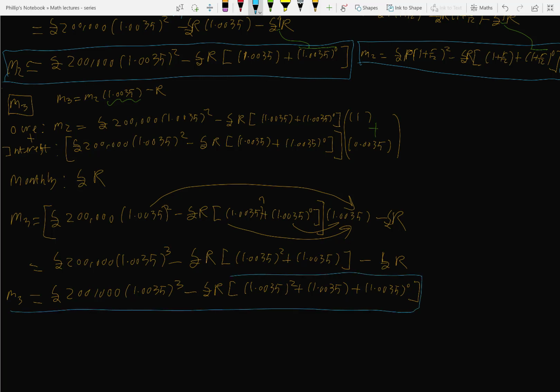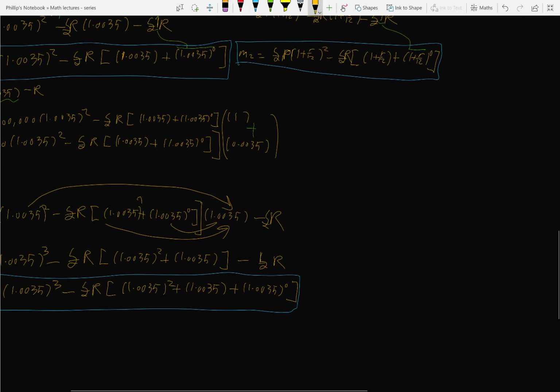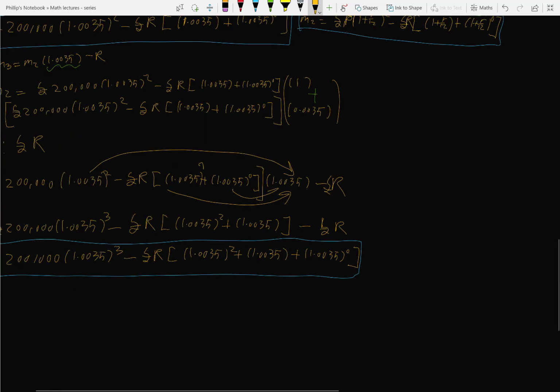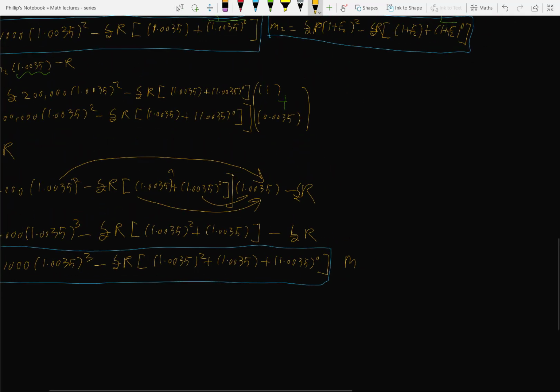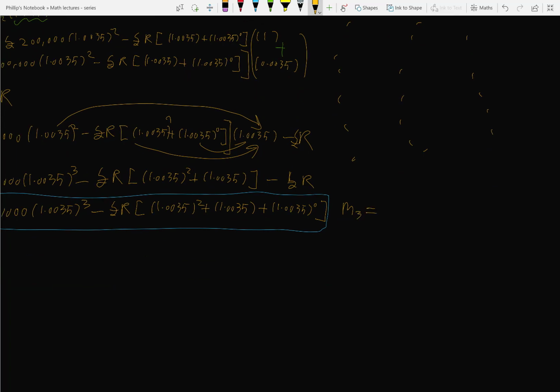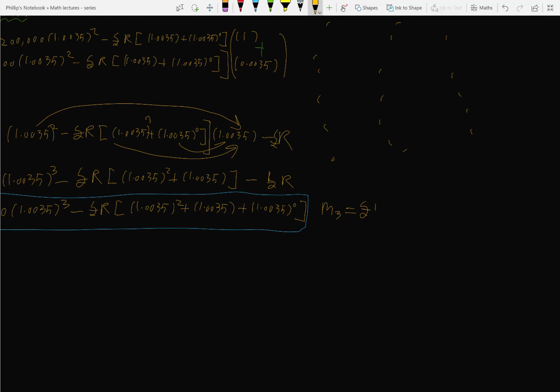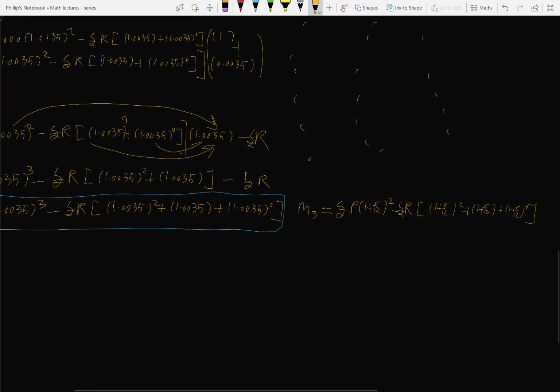We're actually going to skip the general case now. I'm not going to go over the general case again, but it'll be the same because the method's the same. We're just replacing 200,000 with P and 1.0035 with 1 plus R over 12, but other than that, all the operations we're going to be doing are identical. So in the general case we'll just get M3, I'm not going to do it, we'll just put dot dot dot. All we're going to get in the general case is M3 is equal to P times by 1 plus R over 12 cubed minus capital R pounds times by 1 plus R over 12 squared plus 1 plus R over 12 plus 1 plus R over 12 to the 0. Okay, so that's the general case.